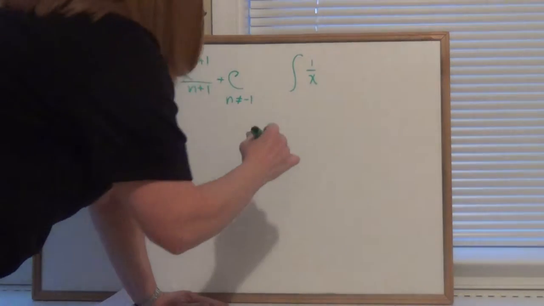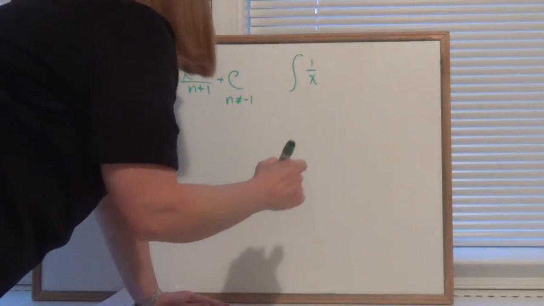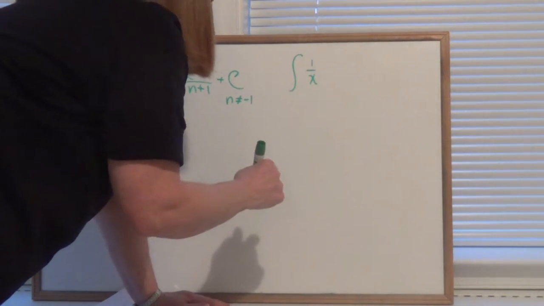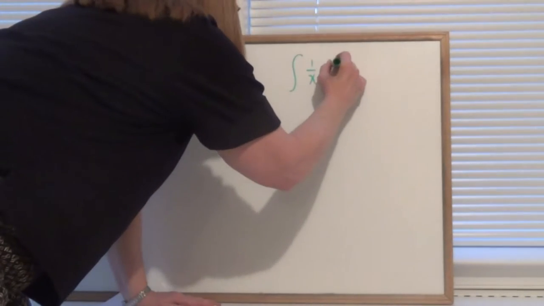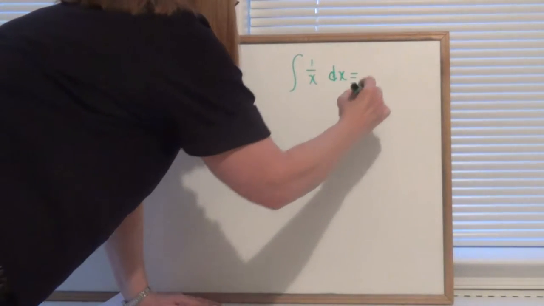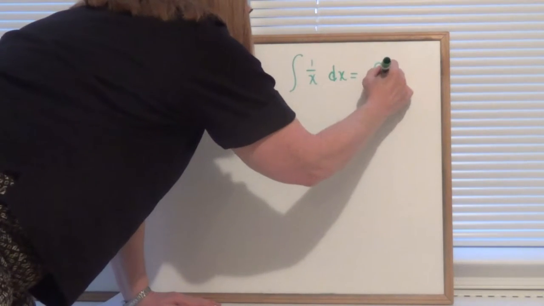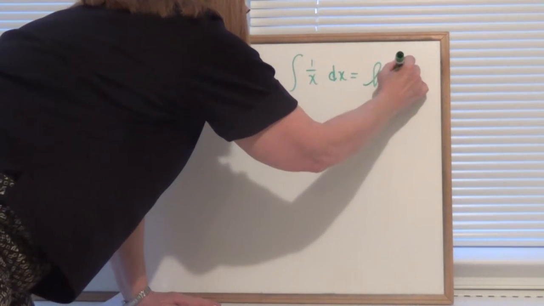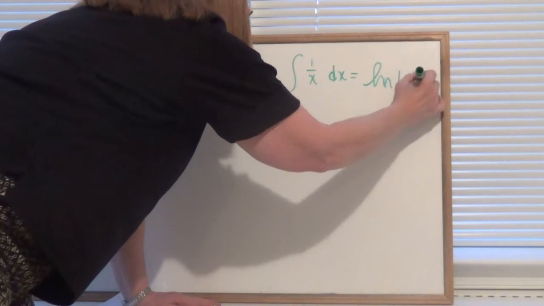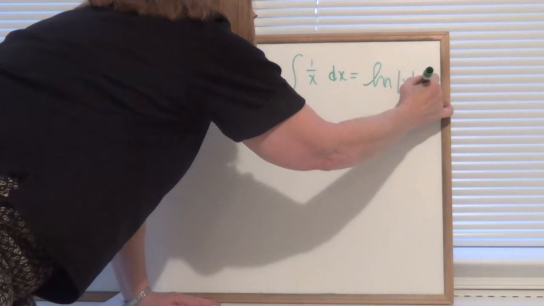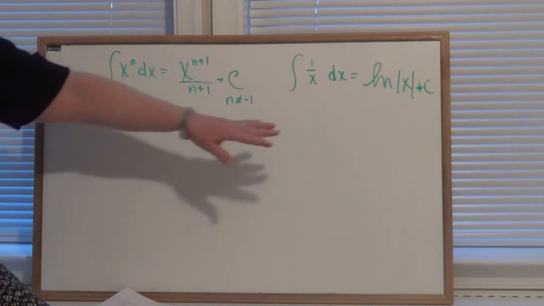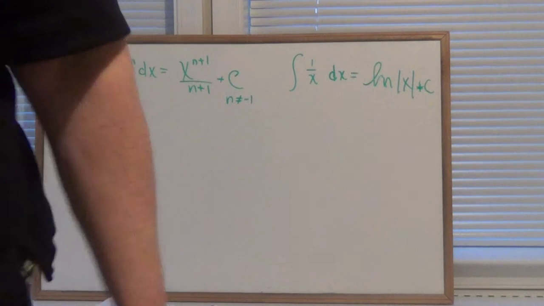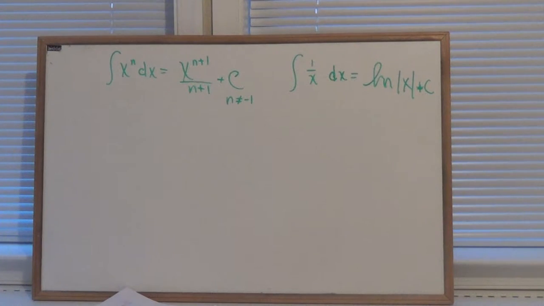So when n is -1, we have to come up with another solution, and we did that by borrowing from derivative land, and we found out it was the ln of x, but we improved it by adding more to the domain, by making it the absolute value of x: ln of the absolute value of x plus c. Alright, that looks like you can see it.